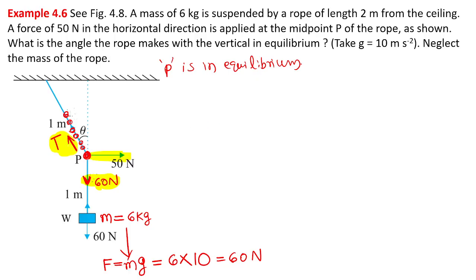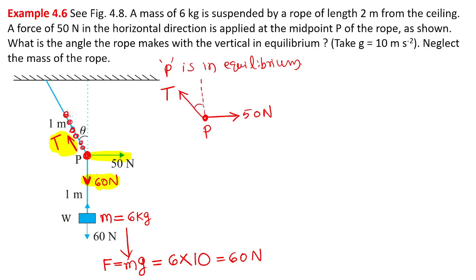Let me draw this portion once again. There is a point P. One force horizontally like this, 50 Newton, and one force in the inclined direction, which is said to be tension. The magnitude of tension we have no idea, but we can find it. And there is an angle theta. Look at the main diagram, you can understand.